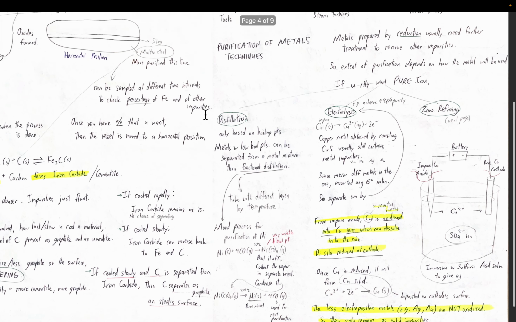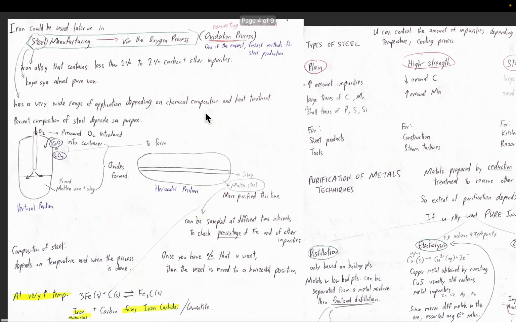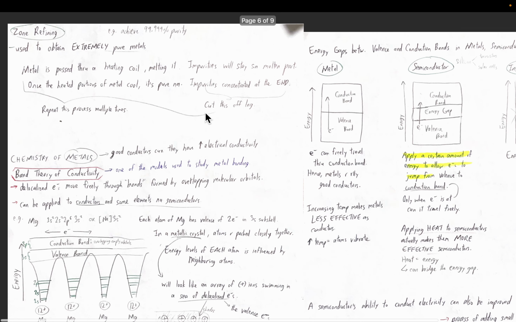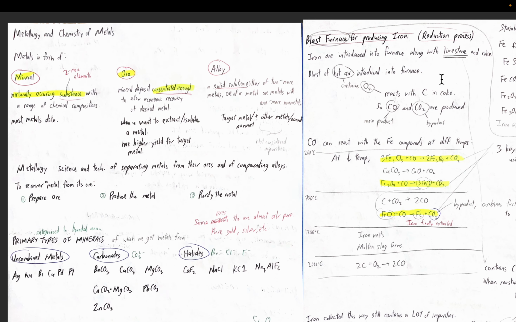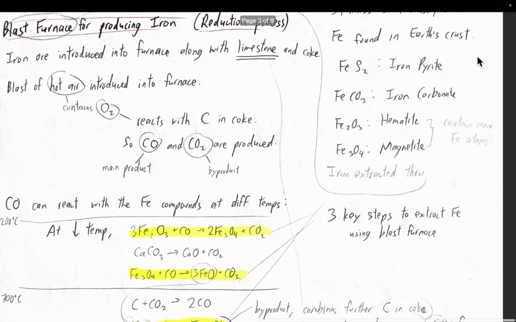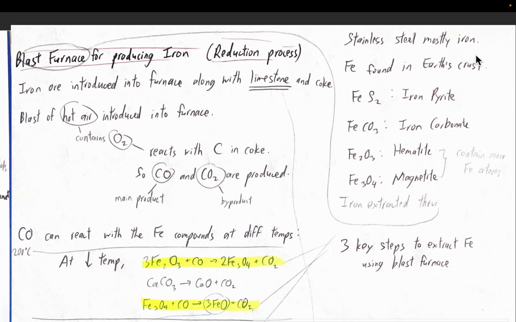Let me just check the next page where phase 3 is. Okay, I think this part is still considered under metal production. So this is a more specific case. In the case of producing iron, we can use a blast furnace. This technically is considered a reduction process. So the iron ore is introduced into a furnace along with limestone and coke, not the soft drink.